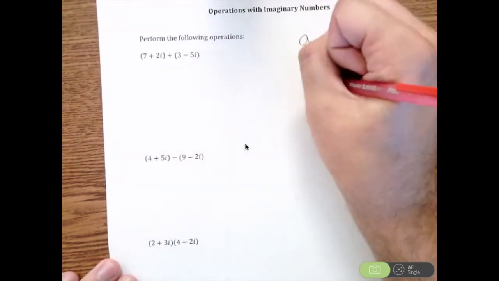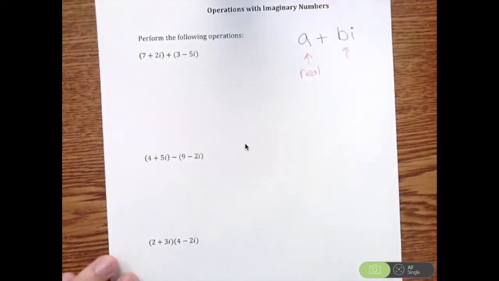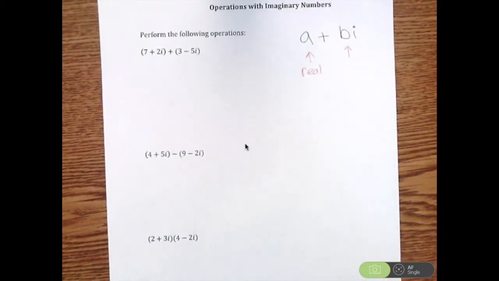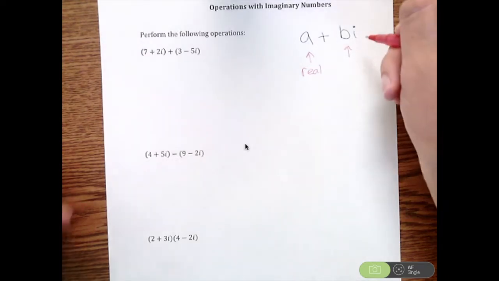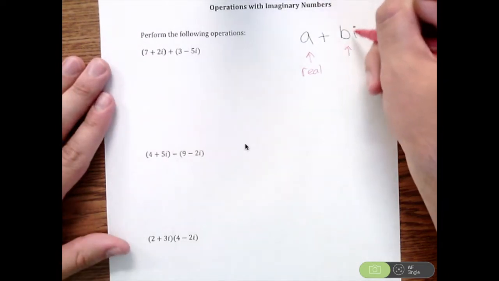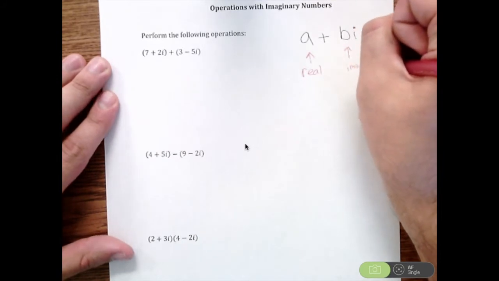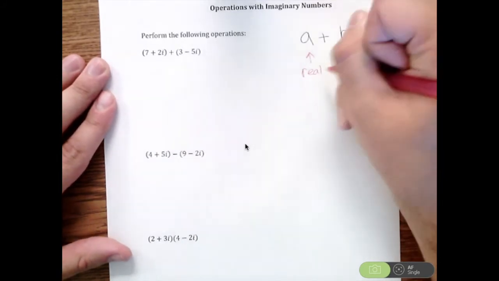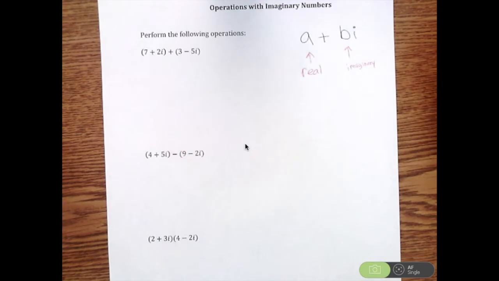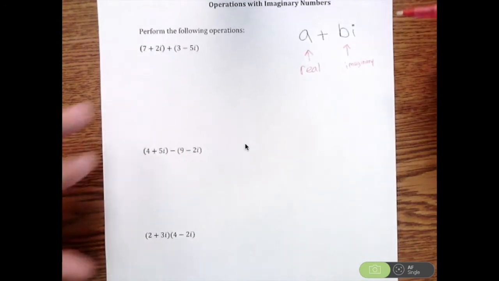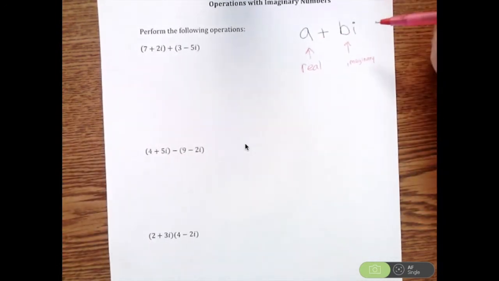The a in the front is a real number. Those are all numbers that we know: 1, 2, 3, 4, 5, 6, 7, 8, 9, 10. In the back, we have some coefficient in front of i. This is the imaginary part. So we have real and imaginary numbers. What we're going to be doing is three operations using these complex numbers.